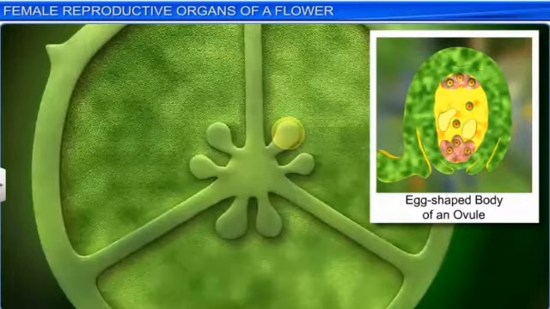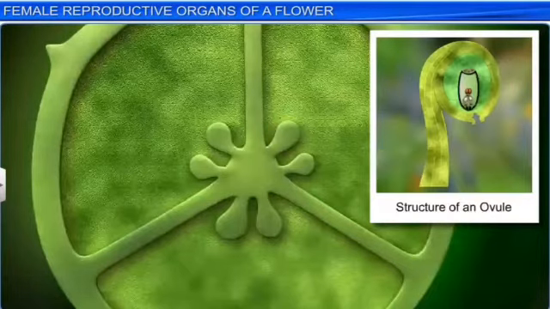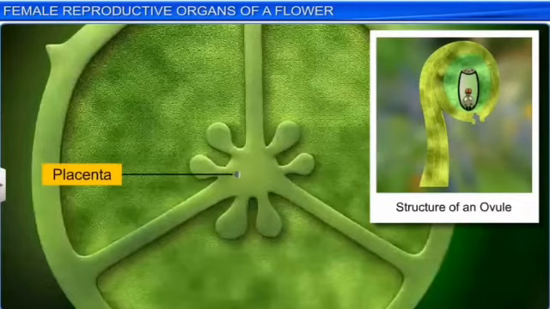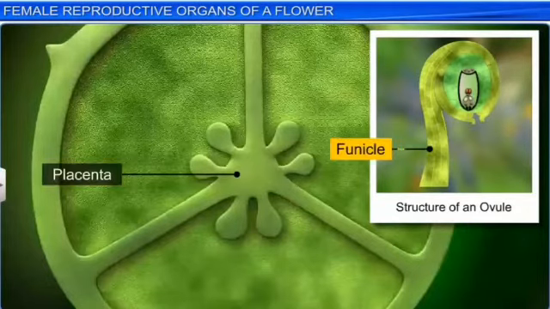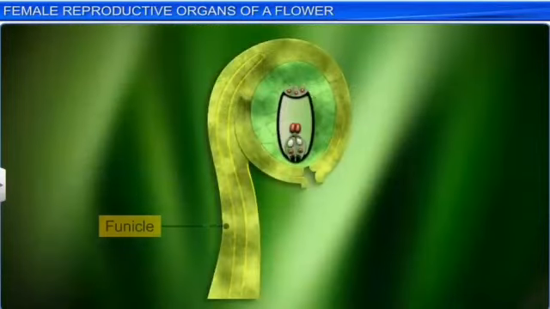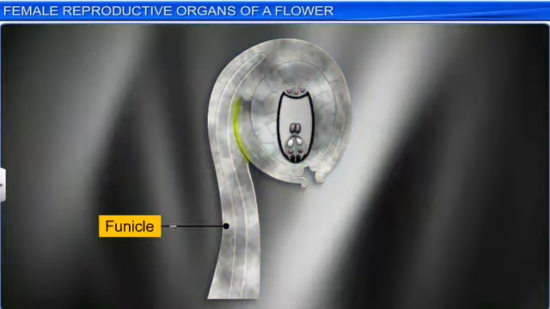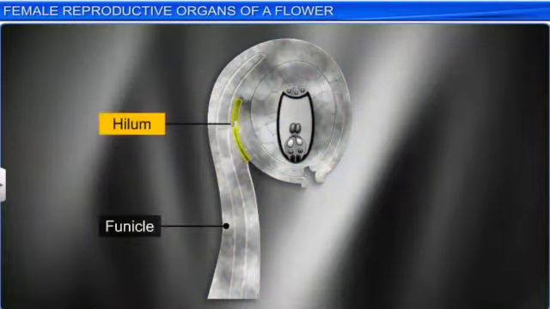If you observe the structure of an ovule, it mainly consists of an egg-shaped body. And the megasporangium of the ovule is attached to the placenta by means of the funicle. So we can observe the structure of the placenta and the funicle. Well, the body of the ovule fuses with the funicle in a region known as the hilum. And this hilum is nothing but a junction between the ovule and the funicle.